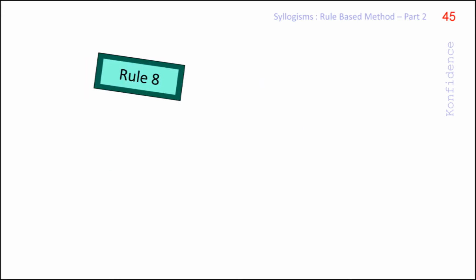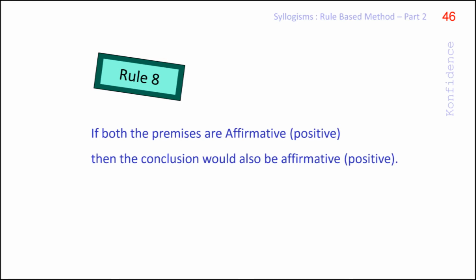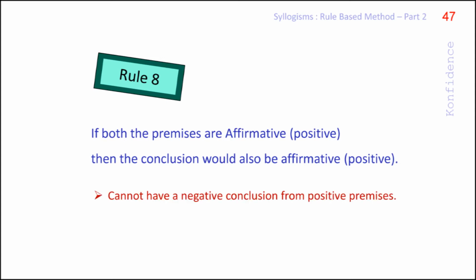And finally, the eighth rule says that if both the premises are affirmative or positive, then the conclusion will also be affirmative or positive. That is, you cannot have a negative conclusion from positive premises.